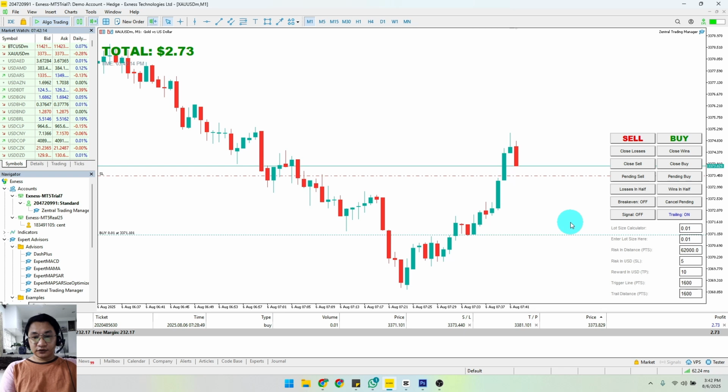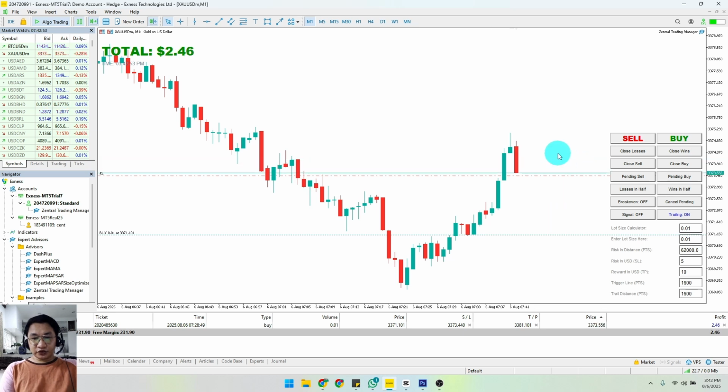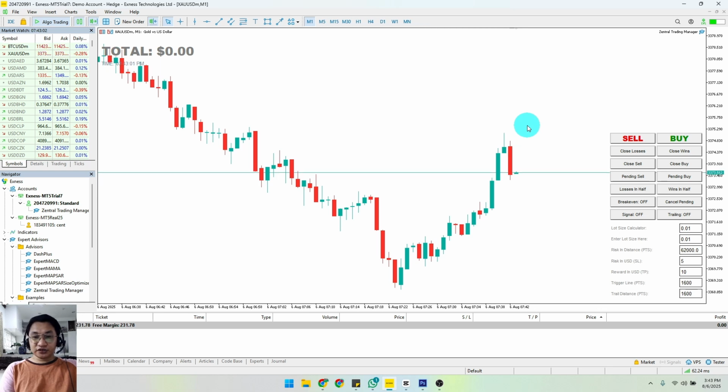Alright, now as you can see, when the price is now going downwards, the trailing stop is not moving, to secure your profit at around $2. Okay, there you go. It seems like the price is now going downwards, and there you have it. Our trailing stop got triggered and we secured a profit of around $2.